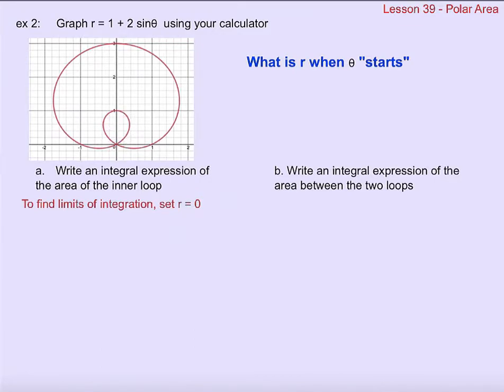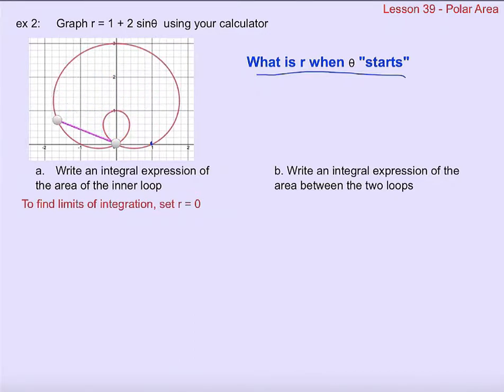And in order to do that, what we need to think about is what is the r when theta starts? So when theta is 0, the r will be 1 plus 2 times the sine of 0, or just 1. So we start here. That is the beginning part. So if we want to do just the inner loop, and this is similar to what we saw last class with the arc length, we can't start when theta equals 0, because if we start there, we'd be including all of this area in the outer loop.